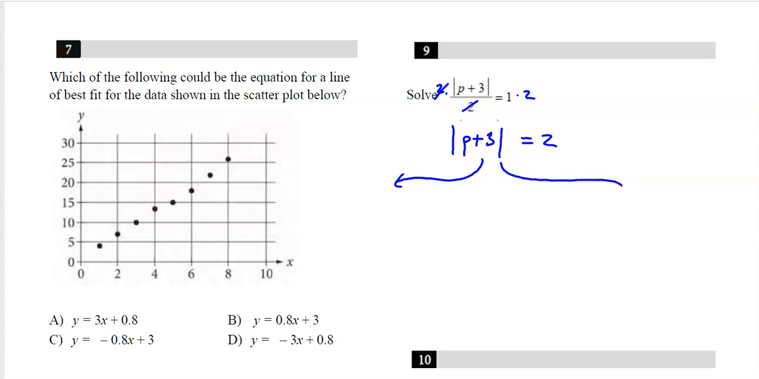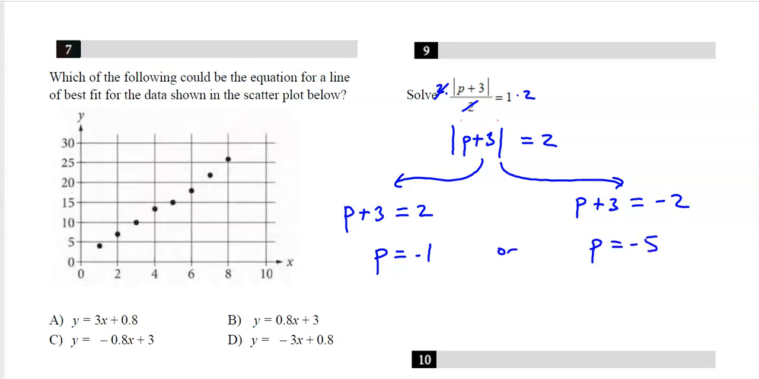That forces me into 2 cases. You put the stuff inside the absolute value and do it as is. And then you put the stuff inside the absolute value and make it a negative. So you get p equals -1 or p equals -5.